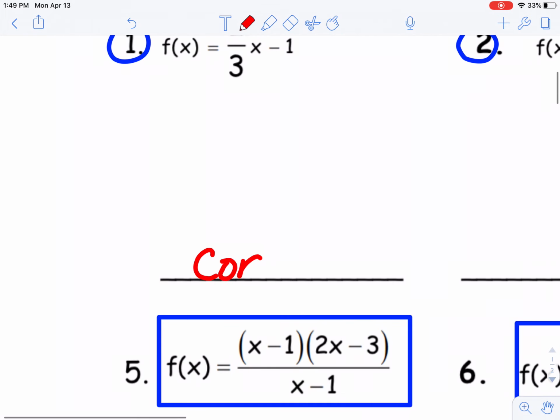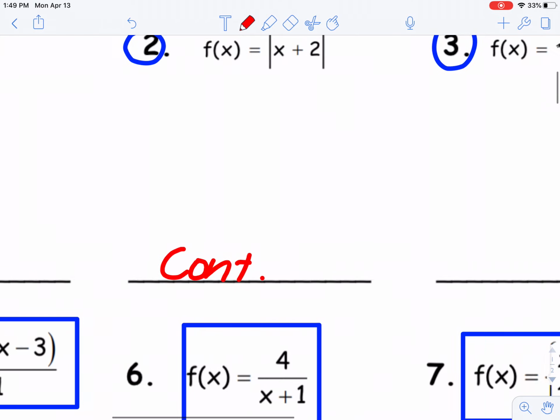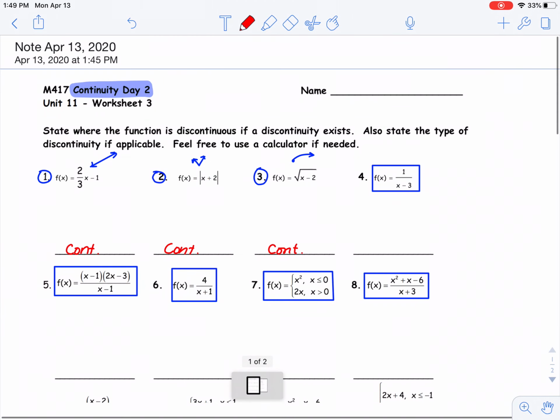So numbers 1, 2, and 3 are all continuous just because of the shape of their graph, which I drew right above each function. Oops. Okay, sorry. My baby is making noises. I'm just trying to help him.